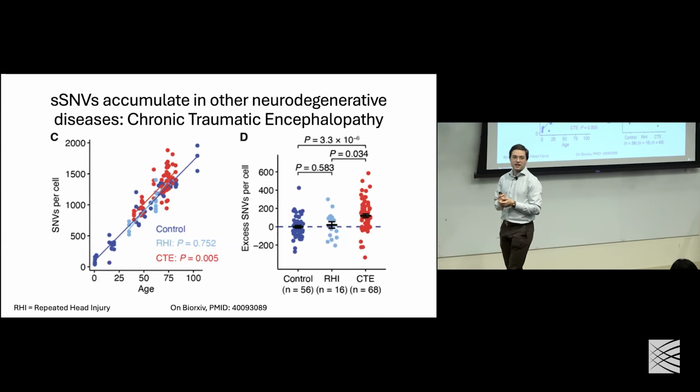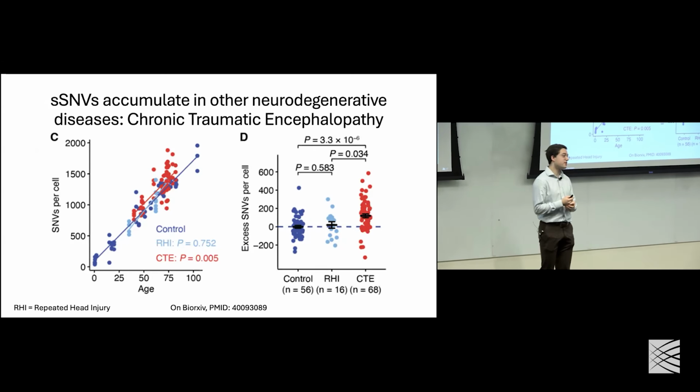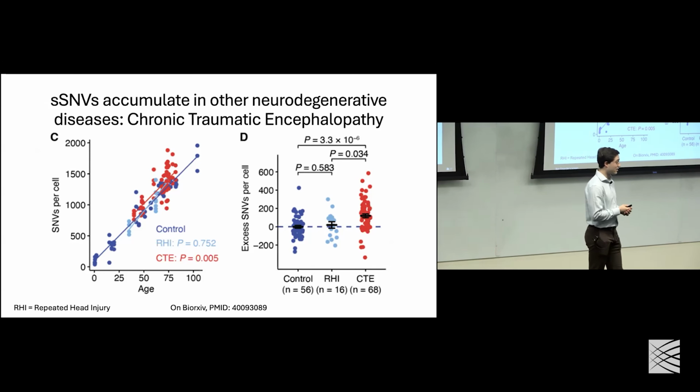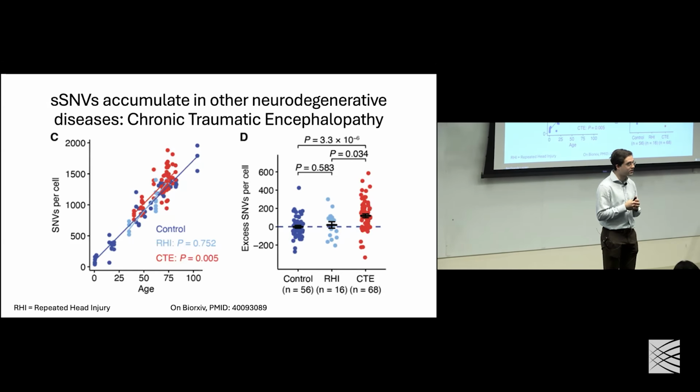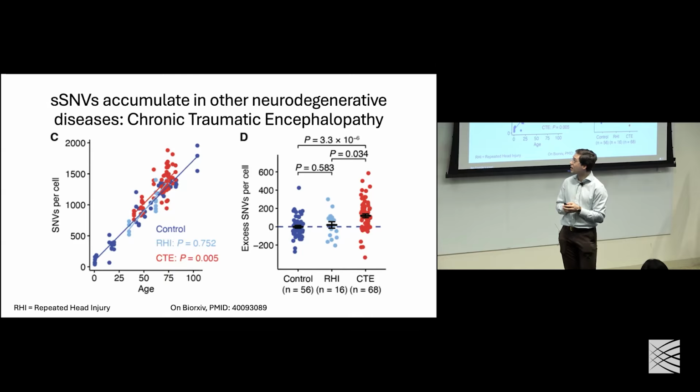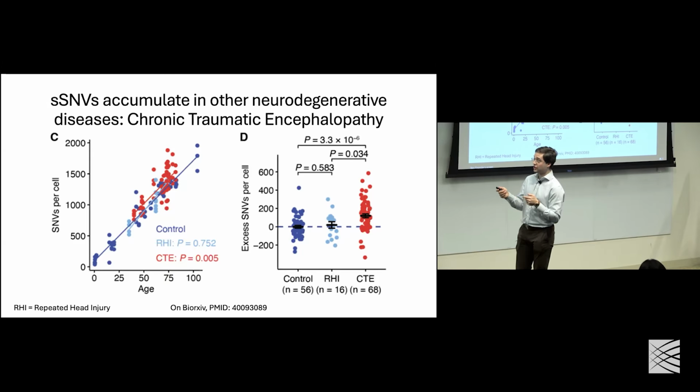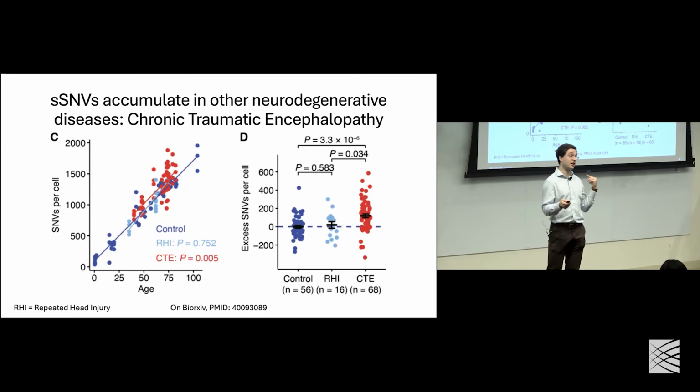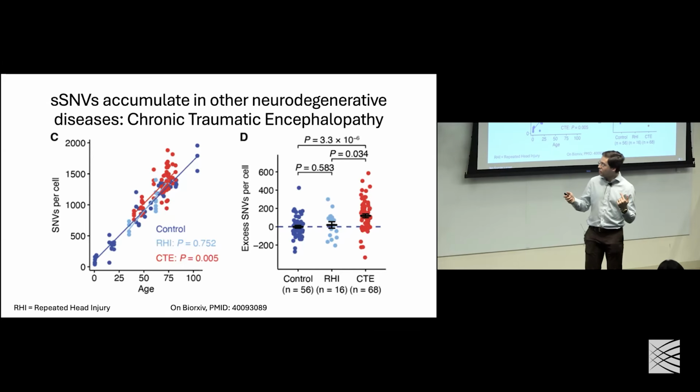Some of you may have heard of this. It gets some attention in the media. This is often diagnosed in individuals who participate in the military, individuals who play contact sports such as American football and boxing, right? Chronic traumatic encephalopathy is neurodegeneration that happens after repetitive head injury. So this allows us to do a very interesting experiment.